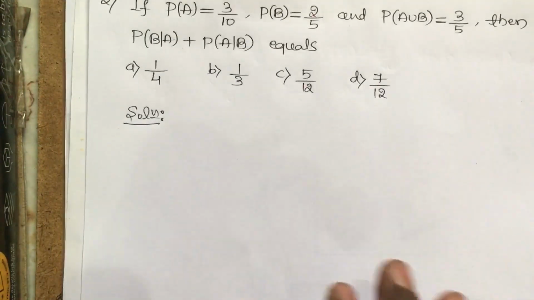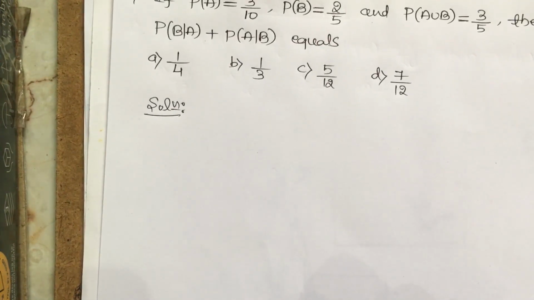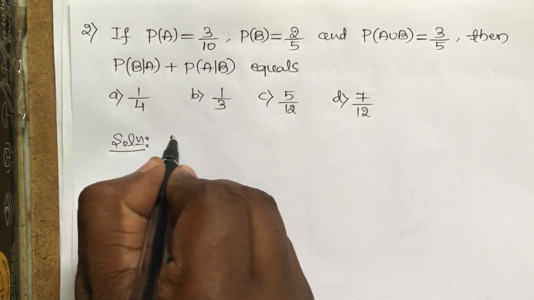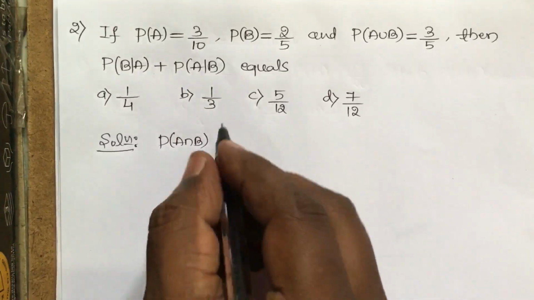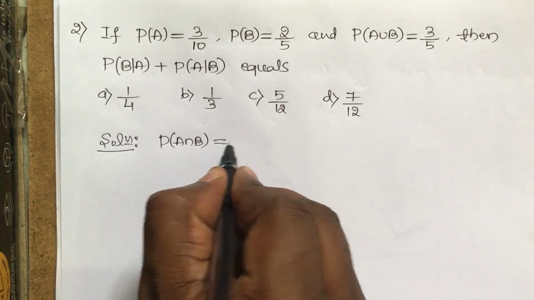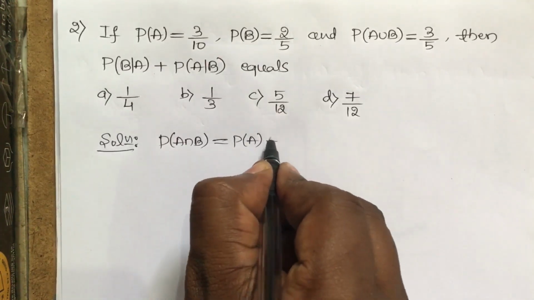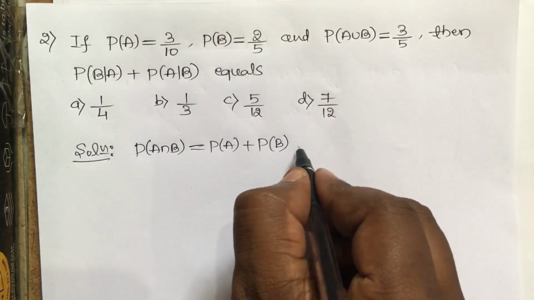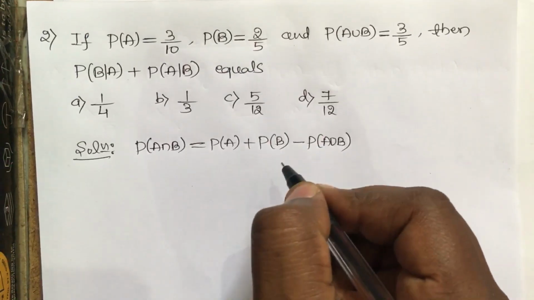Here, in order to get P(B|A) and P(A|B), first we have to calculate P(A ∩ B). So I will find P(A ∩ B) now. P(A ∩ B) equals, what is the formula? P(A) plus P(B), then minus P(A ∪ B).